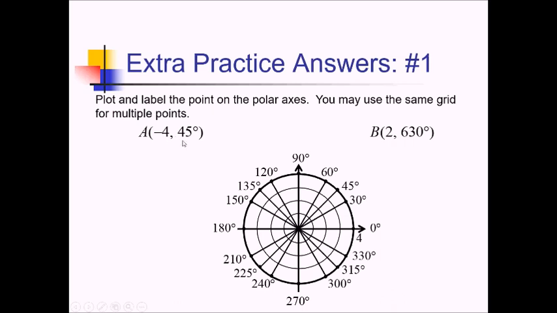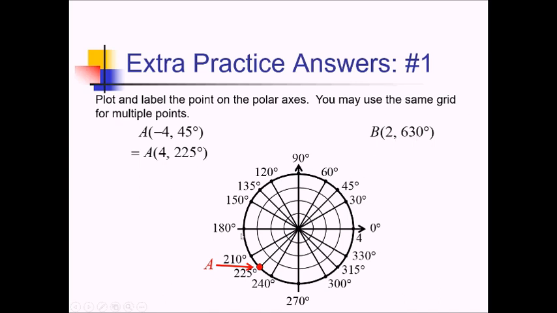So mathematically, that would mean making your radius a positive 4 and adding 180, doing a 180 with your angle. So we could think of this really as the point (4, 225). So we're starting here, looking in the 225 direction and walking 1, 2, 3, 4 steps out to get point A.